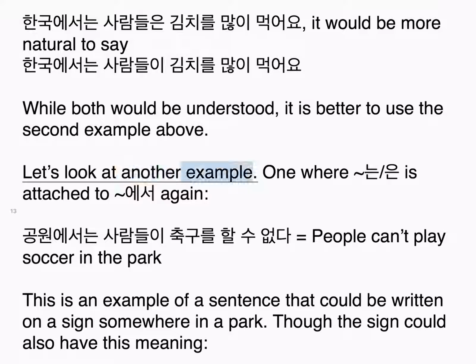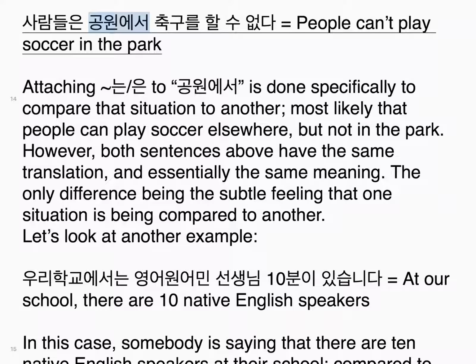Let's look at another example, one where 는 is attached to 에서 again. 공원에서는 사람들이 축구를 할 수 없다. People can't play soccer in the park. This is an example of a sentence that could be written on a sign somewhere in a park, though the sign could also have this meaning. 사람들은 공원에서 축구를 할 수 없다. People can't play soccer in the park.